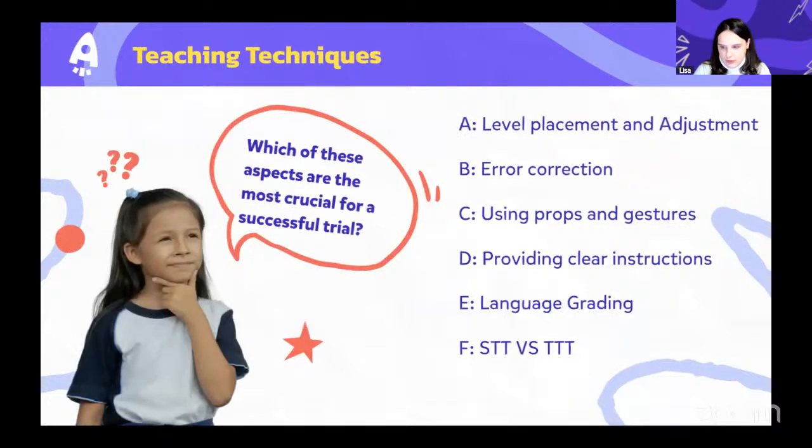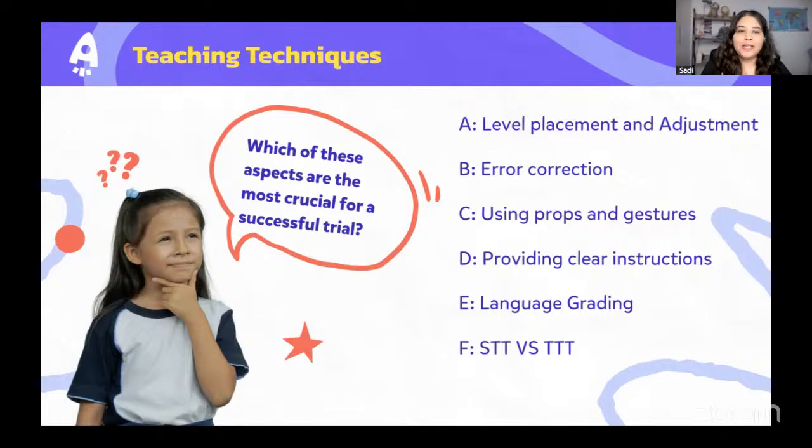I have a question for you. Here on the slide, you can see 6 different aspects of the lesson or techniques. Which of these do you think are the most crucial for a successful trial? And just a tip, there are 3 points that are crucial. Please answer in the chat box. So, Sadie, what do you think? Which one is the most important?